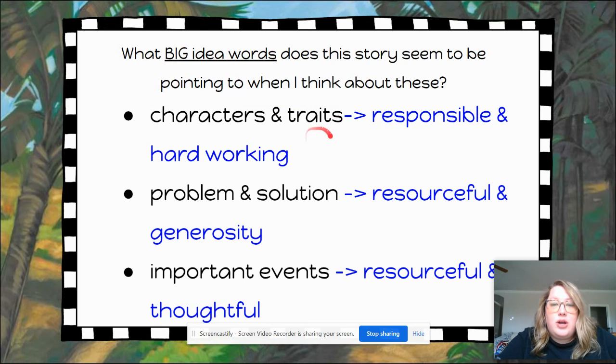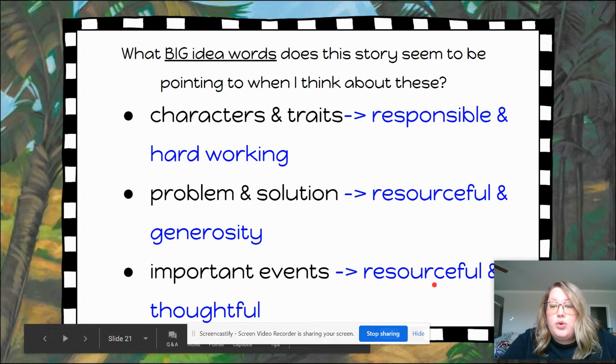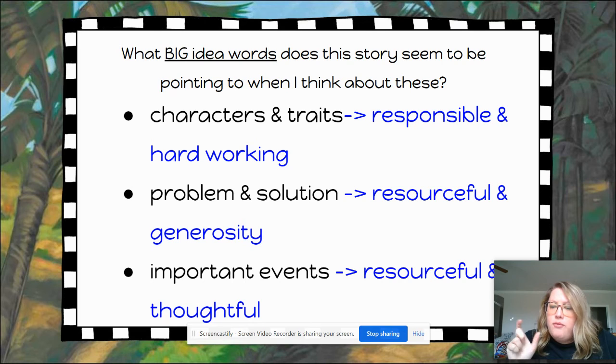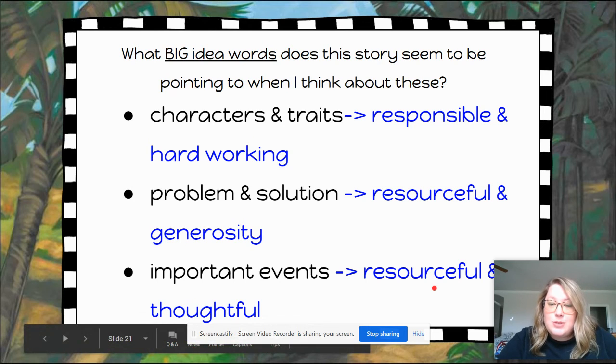So some big ideas for her character traits in the story: she's responsible. She's hardworking. I would say she's even thankful. I could have put that on there as well. The problem and solution, I'm noticing there's some resourcefulness. There's some generosity in there as well. Also, for the important events, again, resourceful, leading up to that solution, and thoughtful of how they're going to use the goat to come up with that extra money to send her to school. So very thoughtful in their decision-making process.